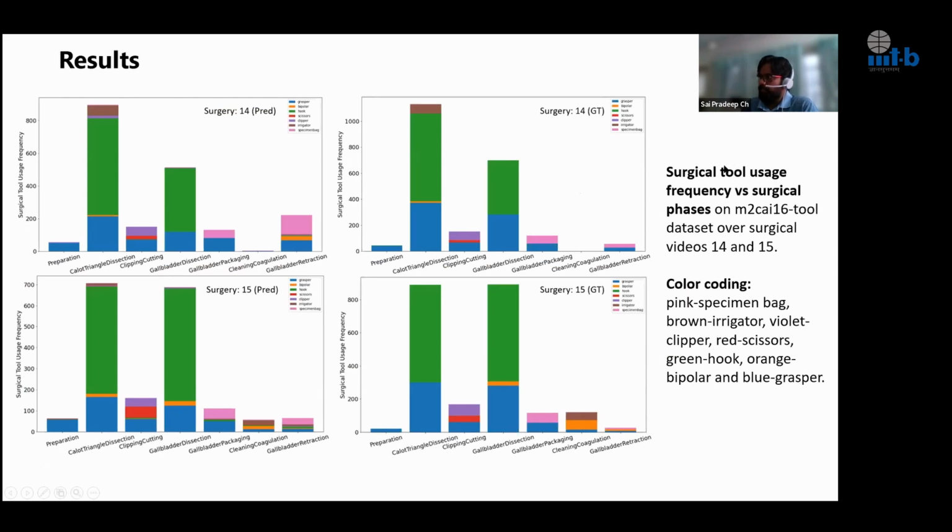Coming to the results, here we show surgical tool usage frequency versus surgical tool phase on the M2K16 tool dataset over surgical videos 14 and 15. The first row, when you look at the first column, will give us predictions coming out of the network, and the second column will give us the ground truths. This corresponds to surgery 14. A full length surgery has been evaluated to check how our model was performing, and also to analyze which particular tool is being used at which particular phase. So this correlation also has been exploited in the training phase.